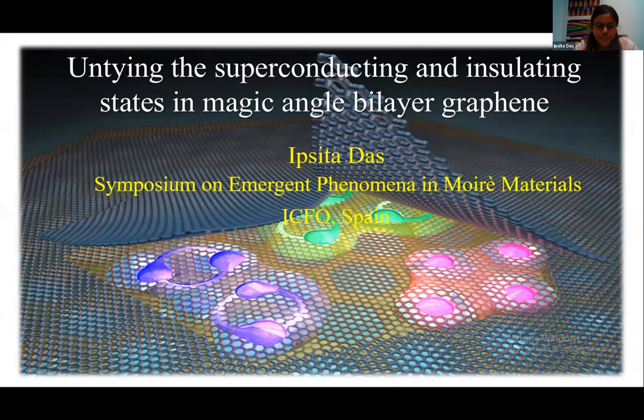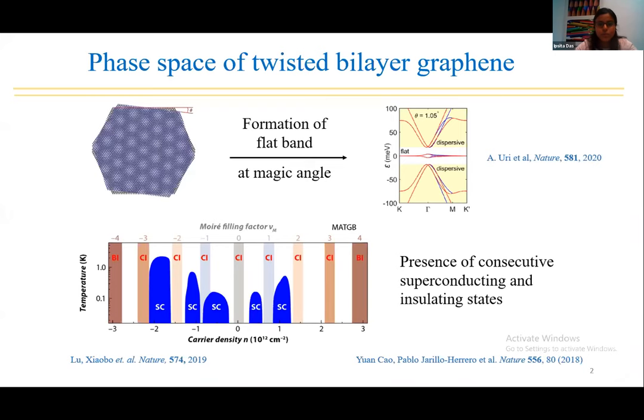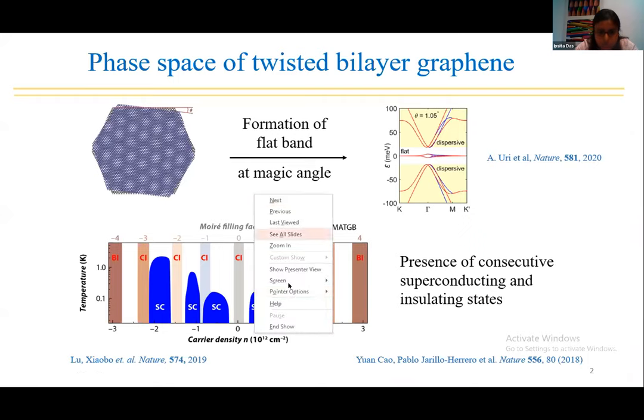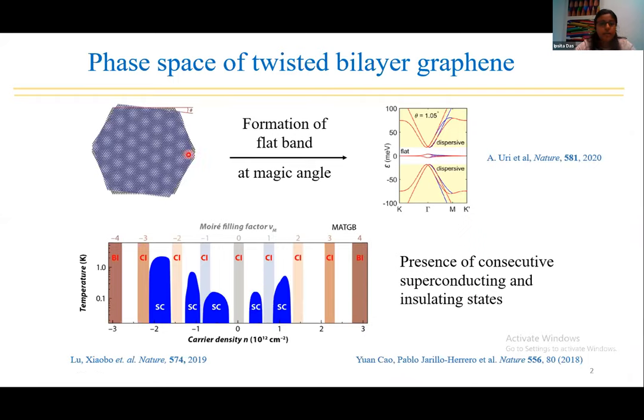Thanks, Rob. Since we're almost towards the end of the conference, and there have been many talks about the formation of flat bands in twisted graphene, I will not go into the details of that, but I would start with the phase space in twisted graphene. So, as we know, if we have two layers of graphene rotated by a magic angle close to 1 degree, then a flat band forms at very low energy, which is separated by the higher-order dispersive bands.